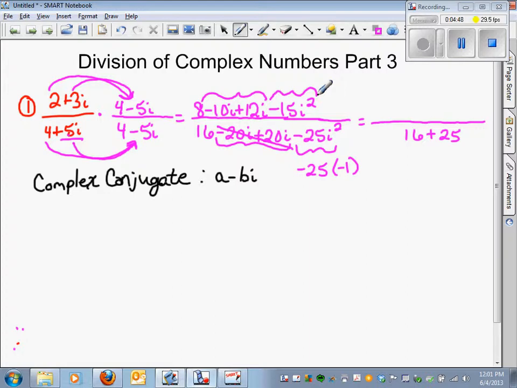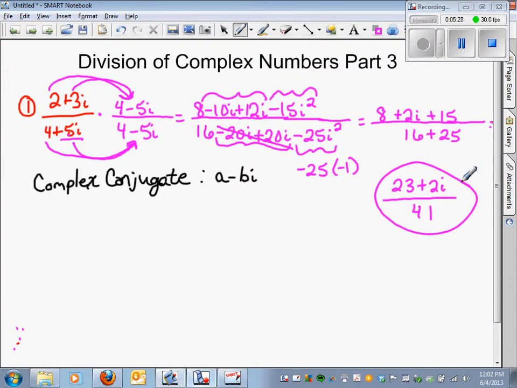So we have 8 plus 2i plus 15. And we can do a little bit more combining. The 8 and the 15, the real portions combined, will give us a 23, and our imaginary portion is 2i. The denominator, 16 plus 25, will give us 41. Checking between our numerator and denominator, we have no common factors. There's nothing that is a common factor of 23, 2, and 41. So this is the simplified form of 2 plus 3i divided by 4 plus 5i.